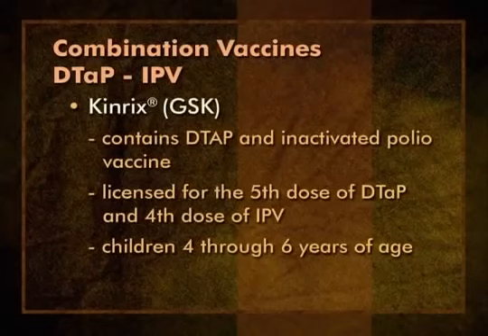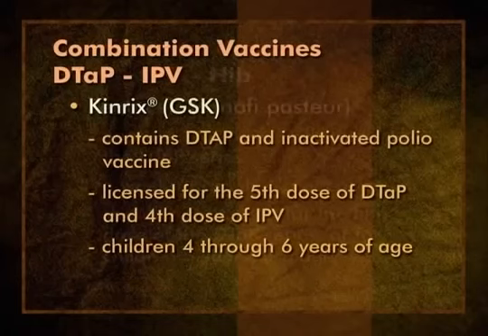Kinrix contains DTaP and inactivated polio vaccine. Kinrix is licensed only for the 5th dose of DTaP and the 4th dose of IPV for children 4 through 6 years of age. Kinrix should not be used for earlier doses in the DTaP or IPV series or for children younger than 4 years of age.